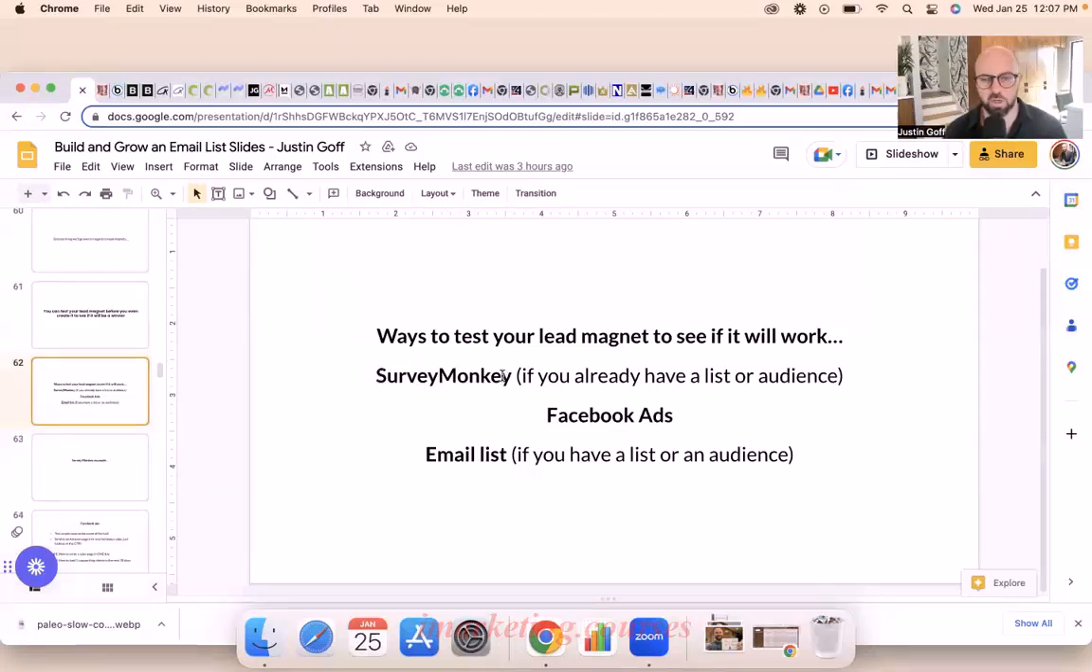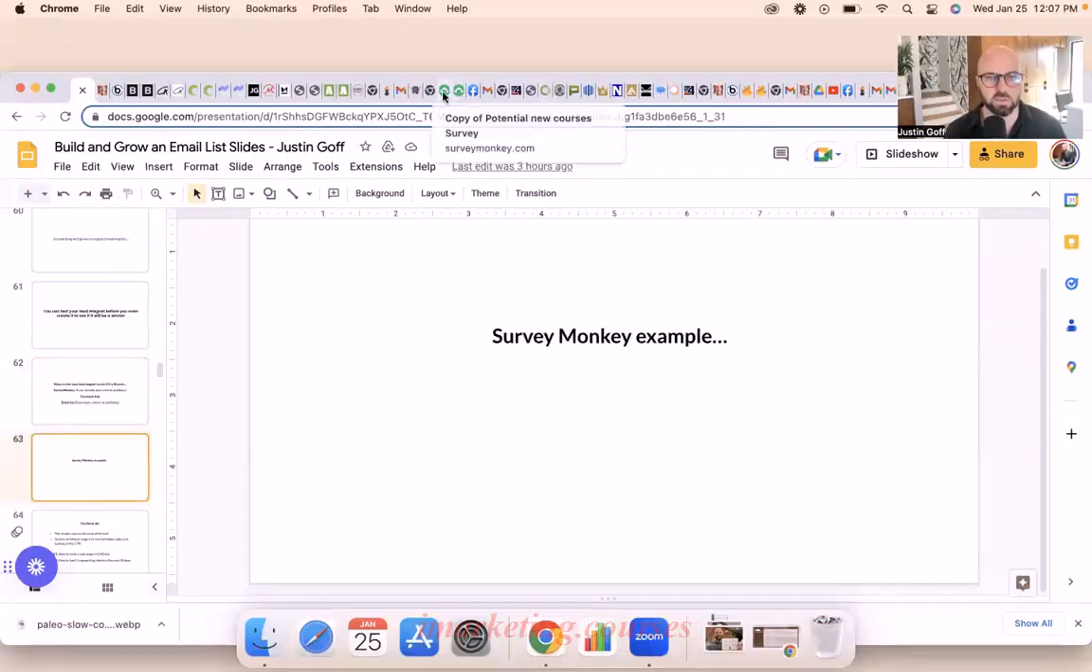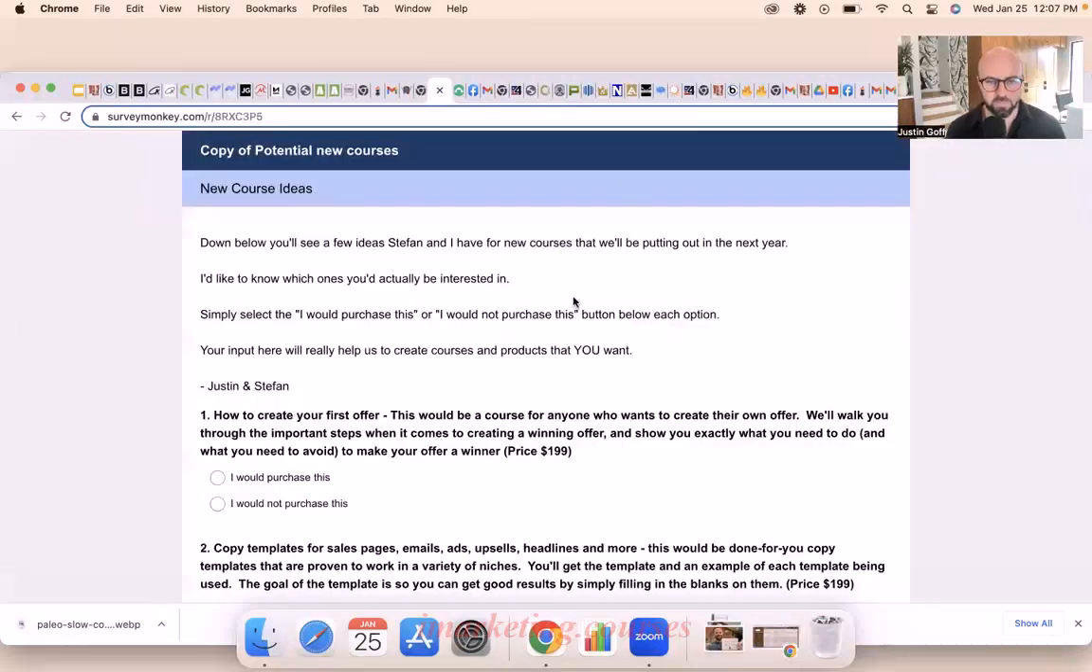One is through SurveyMonkey, and this works if you already have a list or you already have an audience. You could also do it through Facebook ads, and you can also do it through an email list if you have a list or an audience. So I'm going to show you examples of how this works. So here's the SurveyMonkey one.